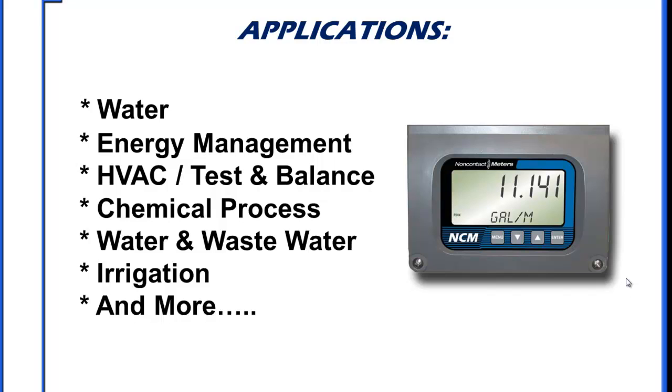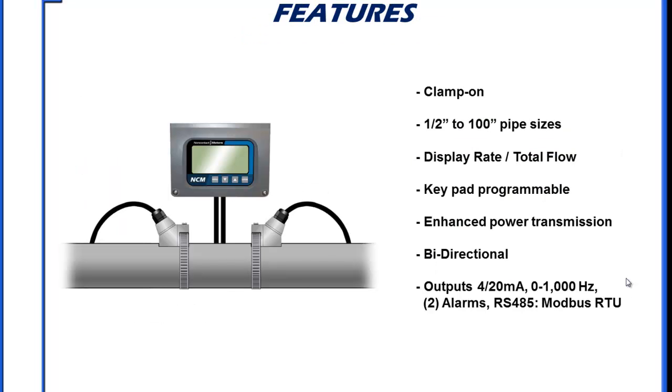So ultrasonic transit time flow meters would work in ultra pure liquids, jet fuel, chilled water, energy management, chemical process, water and wastewater, but not sludge. Surge, yes. Sludge, no. So that's basically the application spectrum of the ultrasonic transit time flow meter. So most applications, if it is not a slurry, is traditionally a good liquid application for ultrasonic transit time technology.